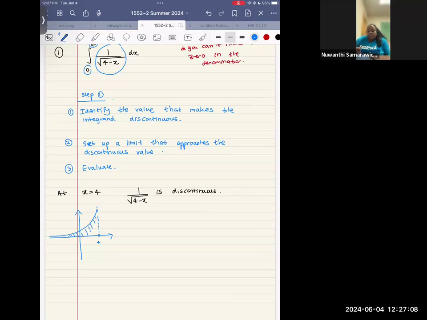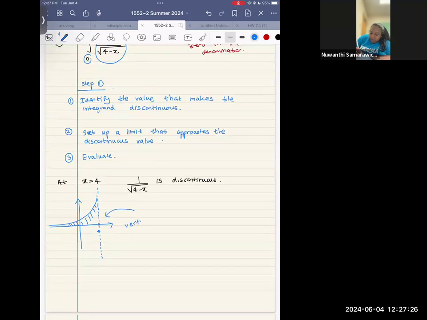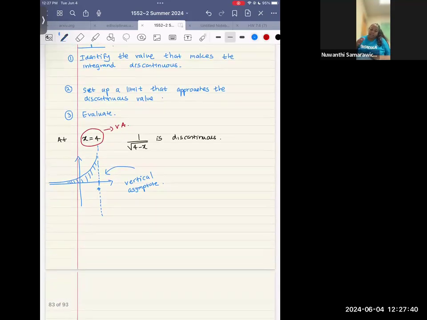So what do you call this? Can you remember what do you call this line? Vertical line. Where asymptote. Very good. So this vertical line is called the vertical asymptote. So this x is equal to 4 is our vertical asymptote. Okay, so now let's write this as a limit.